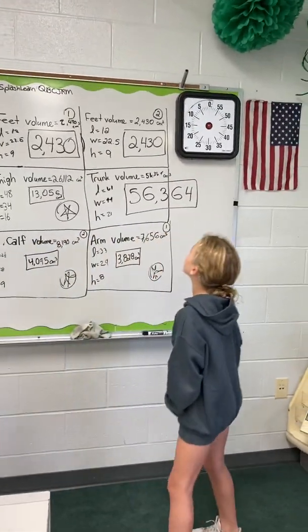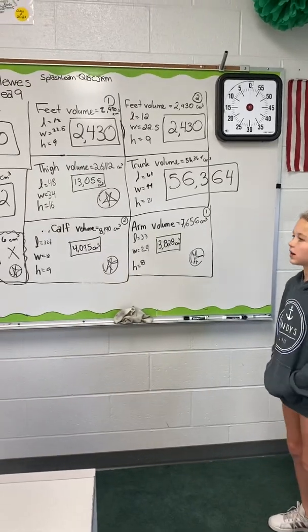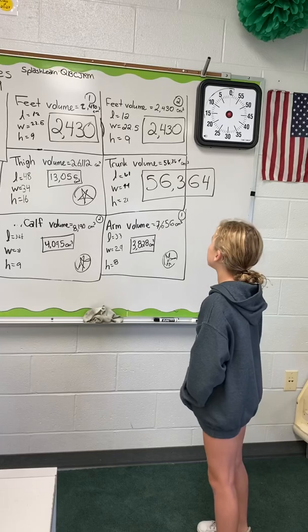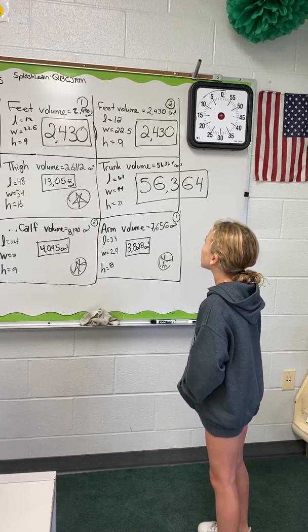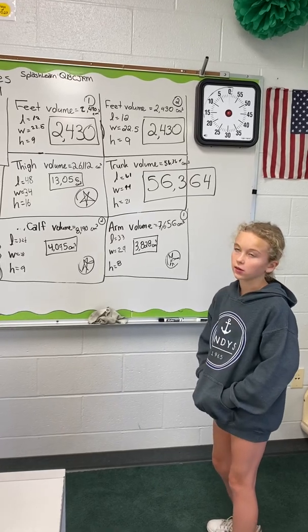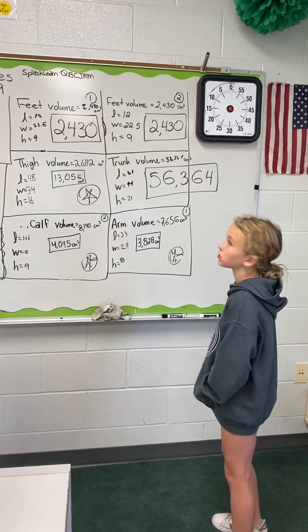Yeah. Okay. So for the trunk, which was kind of like the middle part, we got 56,364, and we had to do the length times width times height, and we had to multiply all that together to get 56,364 for our answer.